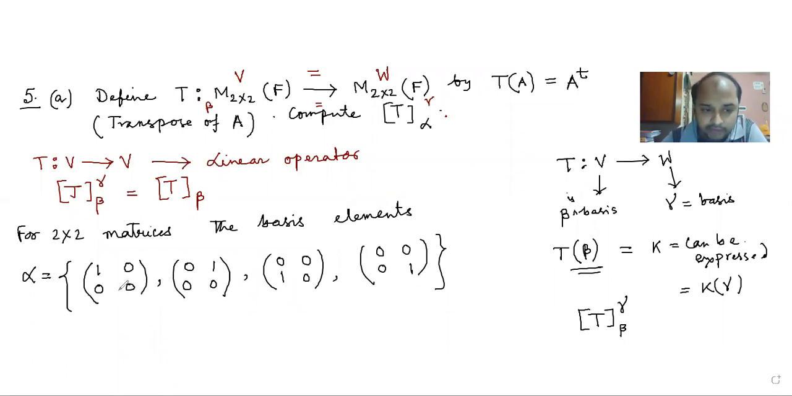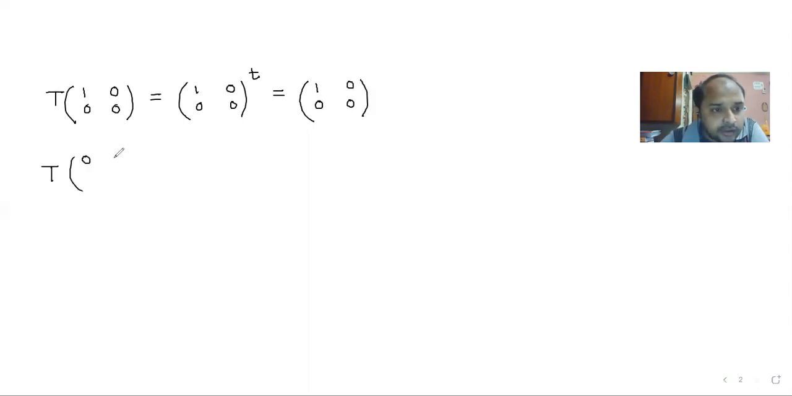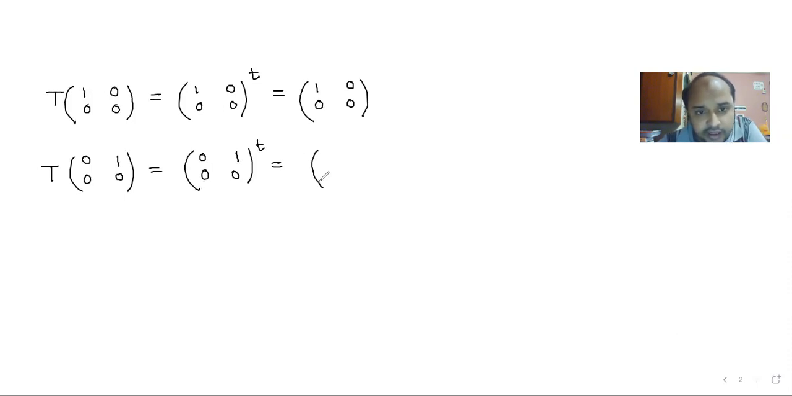So you have already seen the basis elements. I'll come back to that particular page as and when required. So I apply it on the first element, T of 1, 0, 0, 0. By the rule of the operator, this will become the transpose of the matrix. And this matrix is a symmetric matrix, so its transpose will be the same as the matrix itself. Next, we apply it on the next basis element, and we have to write this as a transpose. So there is a little bit of change over here. It becomes 0, 1 and 0, 0. So we have got it.